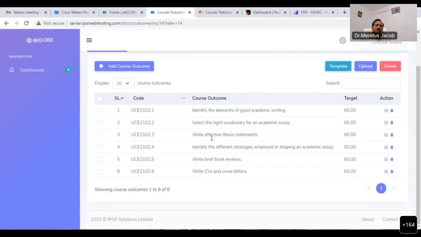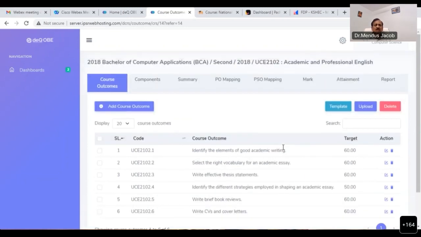So you can add the course outcomes, or you can use a template for adding the outcomes. Then you can fix the target for each course outcome. Here we have fixed a 60% target, and for one course outcome we have fixed a 50% target. So something like that.